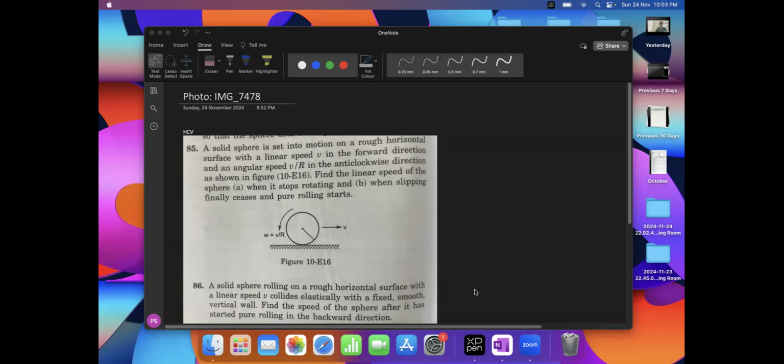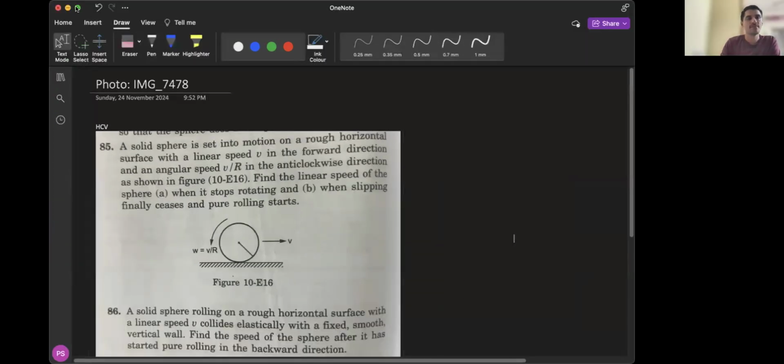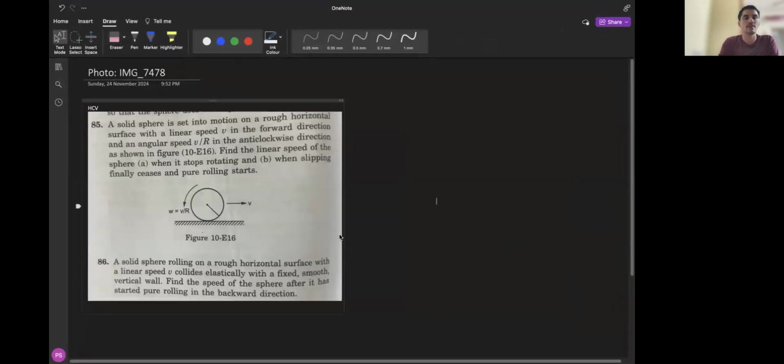Now, how to apply that in the case of a rolling object? So here, in the case of a rolling object, if you want to apply the law of conservation of angular momentum, with respect to which point do we have to apply it? Let us discuss by solving two problems. Okay. Yes. The problems are as follows.